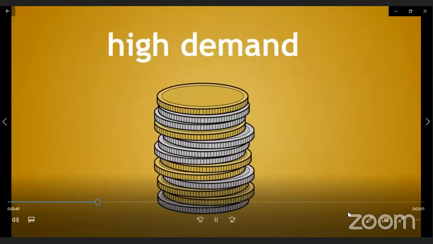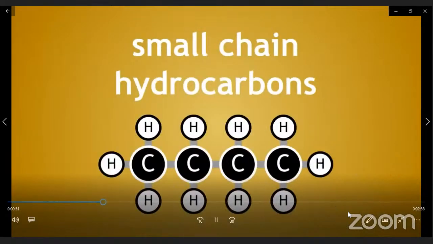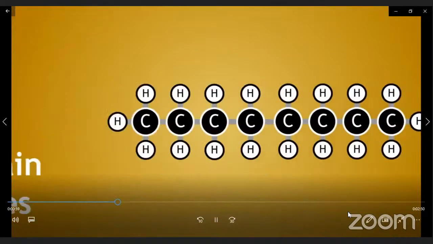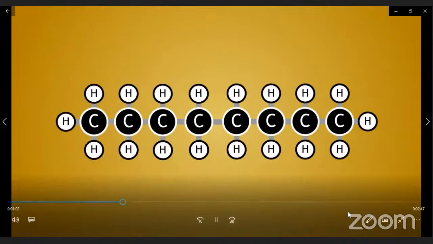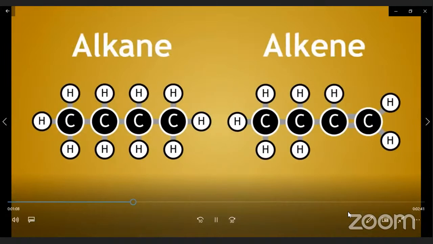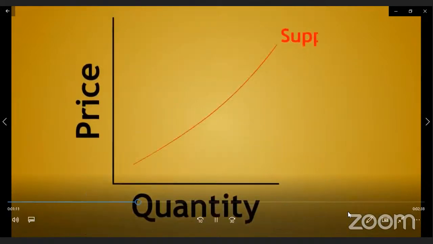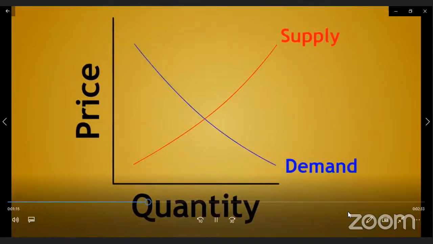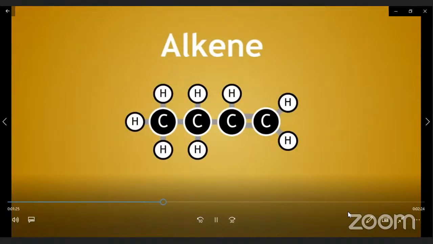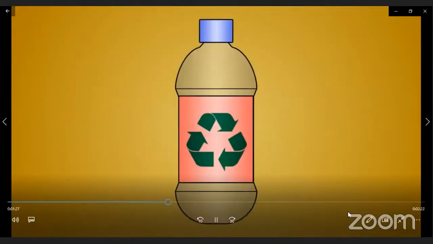This means there is a very high demand for small chain hydrocarbons. However, after fractional distillation, we find that we have a large supply of long chain molecules. The process of cracking breaks down long chain alkanes into a smaller alkane and alkene molecule. This allows the supply of short chain hydrocarbons to meet the demand for them, as the longer chain alkanes are broken down into shorter alkanes and an alkene. The alkenes are also useful as these can be used in the manufacture of plastics.